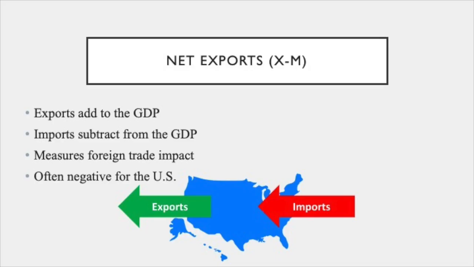Net exports can be positive or negative. If there's a trade surplus where exports are greater than imports, that adds to the GDP. If there's a trade deficit where imports are greater than exports, that subtracts from the GDP. It's important because it tells us how connected our economy is to the world, and it affects the total demand for our goods and services.